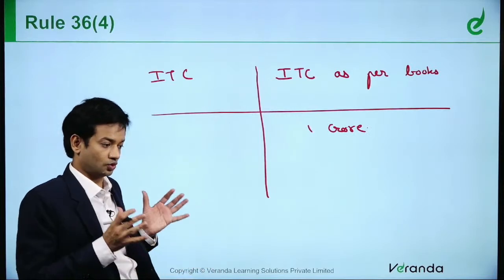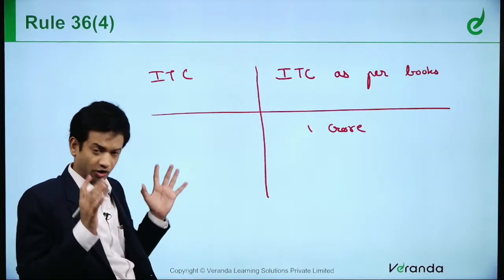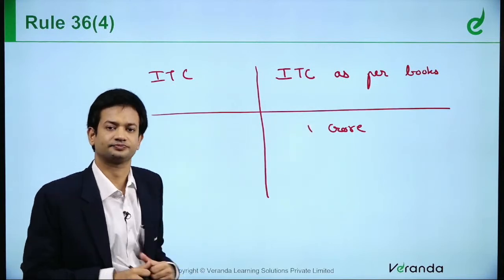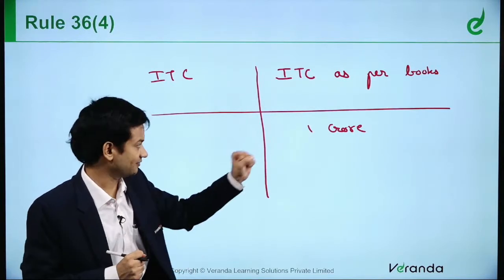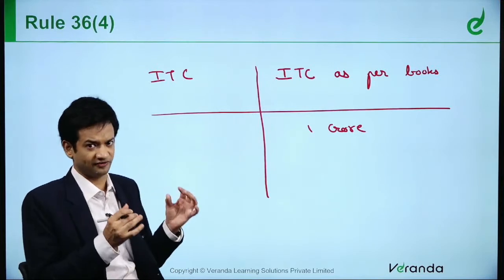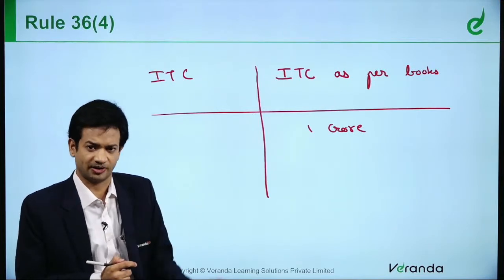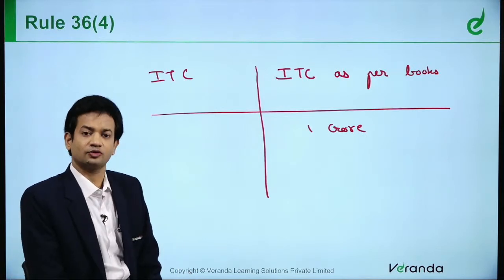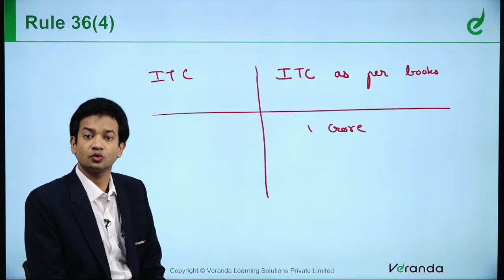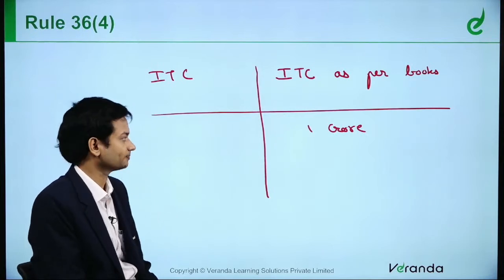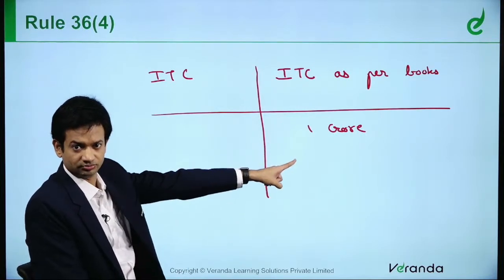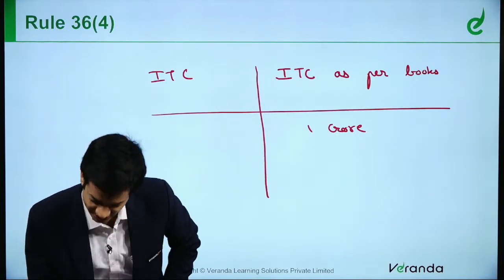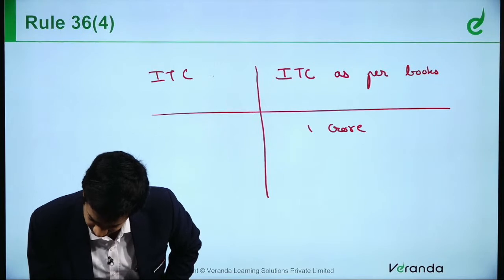Now, Section 16(2) says there are 4 conditions to claim ITC. I should receive goods or services, and I have received them. I should receive an invoice, and I have received the invoice. The supplier should pay tax, and I should file a return to claim my input tax credit. Now, Rule 36(4) says one more condition. Rule 36(4) says that if I want to claim ITC, then my credit should reflect in GST 2A and 2B.